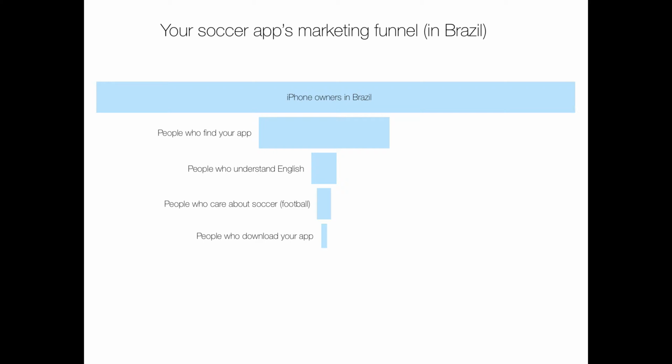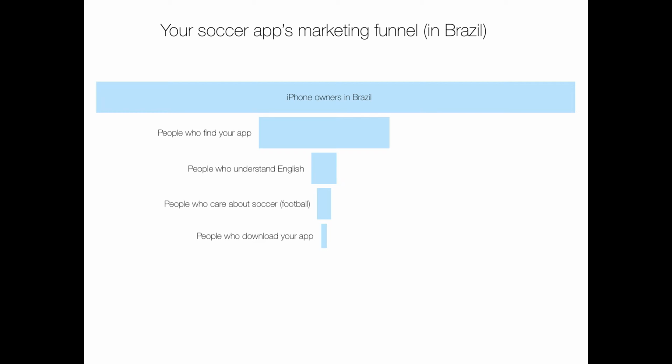And finally, this last box represents the people actually impressed enough with your app's screenshots and descriptions that they hit the download button. So to sum it up, even though Brazil loves soccer and you have the best soccer app out there, you've made it so people who download your app, they have to find it, they have to know English, they have to like soccer, and you've got to convince them enough to actually download your app. And it's not going to be very many people.